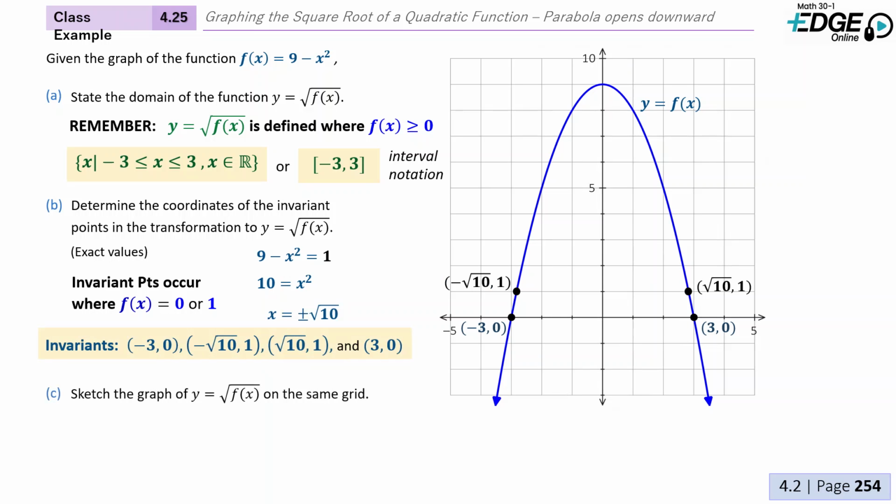So now let's sketch the graph of y is equal to the square root of f of x on the same grid. But first, let's find one key point. Let's take the square root of our vertex. And it worked out nice because it was a perfect square. It was 9. So the square root of 9 is 3. So this must be a point on the graph of the square root of f of x.